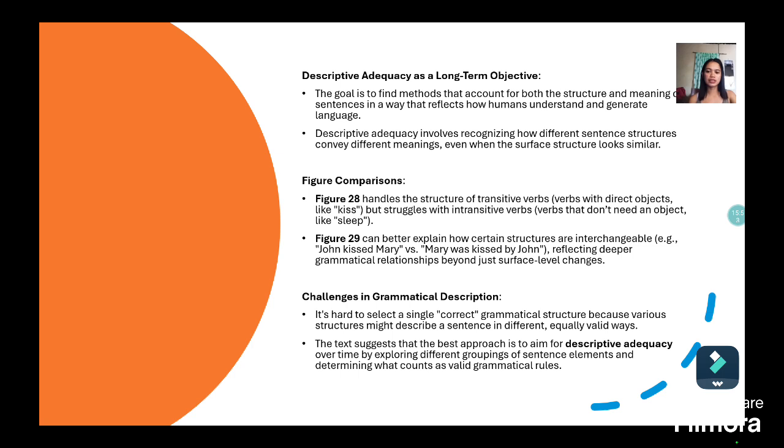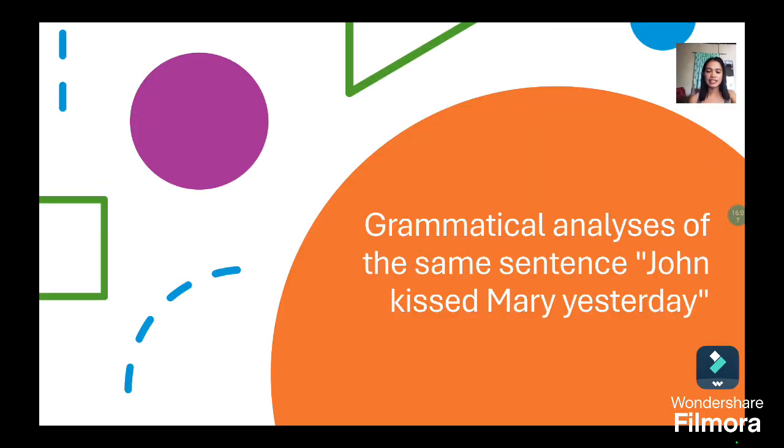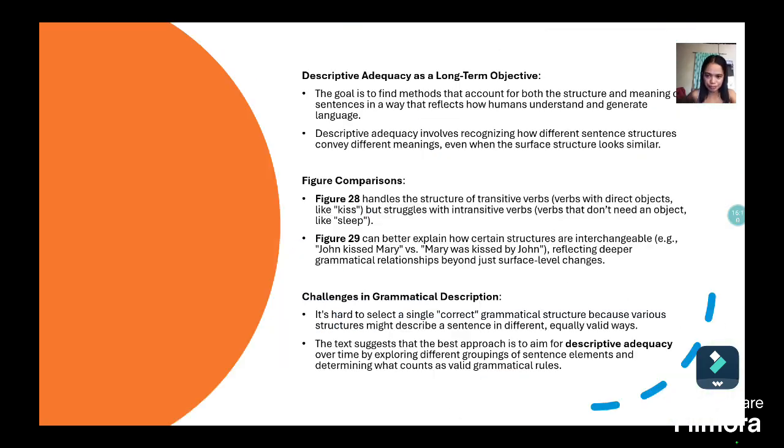Now, we're going to discuss descriptive adequacy as a long-term objective. It is the continuation of the sentence John kissed Mary yesterday. The goal is to find methods that account for both the structure and the meaning of the sentence in a way that reflects how humans understand and generate language. Descriptive adequacy involves recognizing how different sentence structures convey different meanings even when the surface structure looks similar.